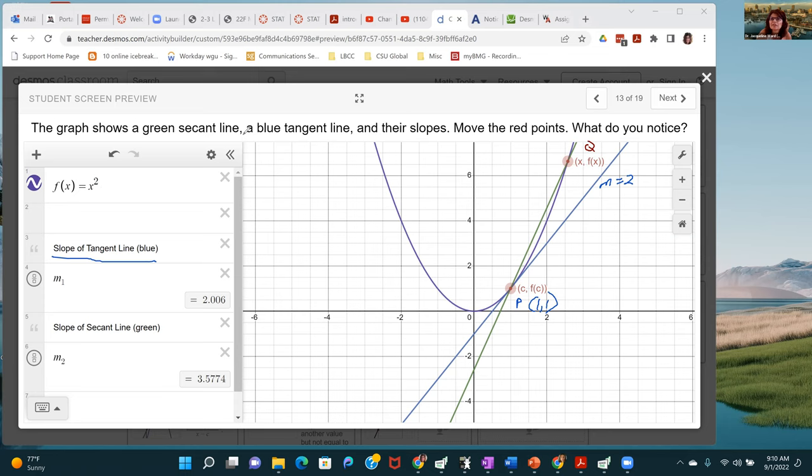Right now, because of the beauty of computers, the slope of the secant line in green is about 3.5. Notice the slope of the green line is steeper than the slope of the blue line, which is the tangent line. Now notice what happens as I drag Q closer and closer to P. It was three and a half up here, and it's giving you the slope, about 3.5, pretty steep.